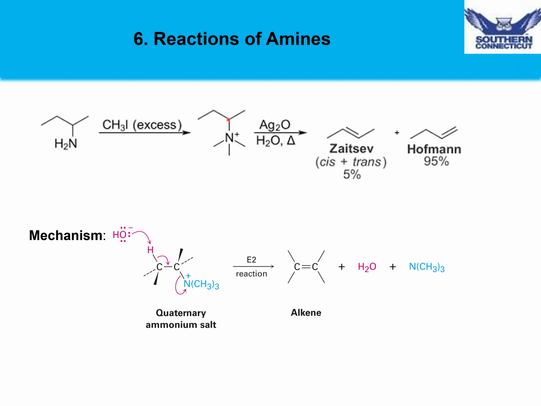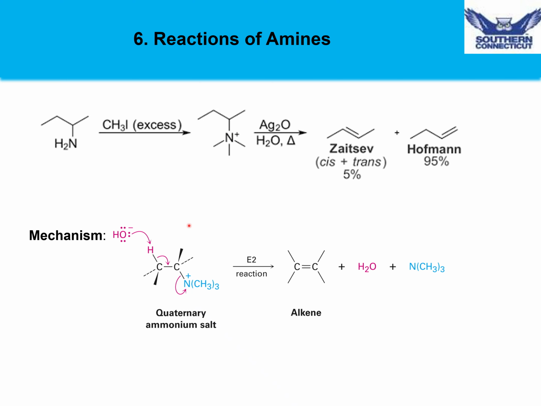The Zaitsev product will result from the hydroxide ion removing a hydrogen from this carbon and giving us a double bond this way once we eliminate the nitrogen. The Hofmann product, which is the major product from the Hofmann elimination, results from removing a hydrogen from this methyl group, which is more accessible, creating a double bond here after elimination of the nitrogen.